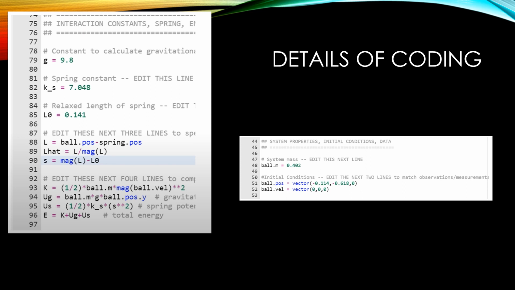So here are the details of the code. First, I set the spring constant and the relaxed length of the spring to what was given. I then found the force of the spring. Then after that, I have the formulas for how I found the kinetic energy, gravitational potential, spring potential, and then the total energy, which is the sum of all of them. I set the mass of the ball to what was given, as well as the initial position vectors and velocity vectors, which is the initial position, and then it started at rest, so that was 0.